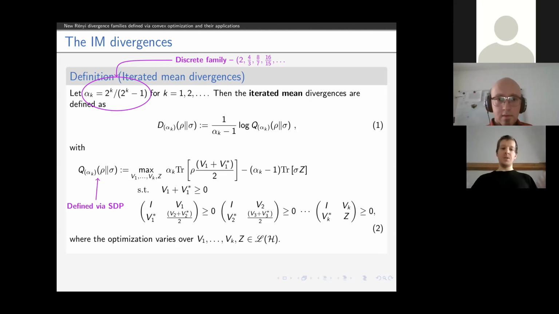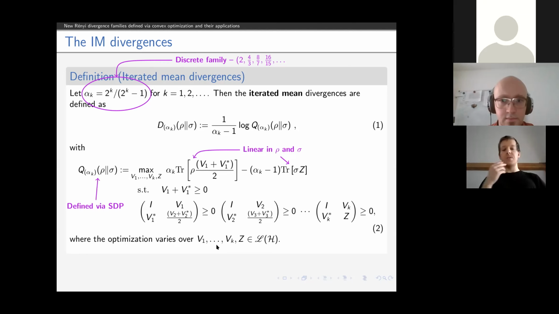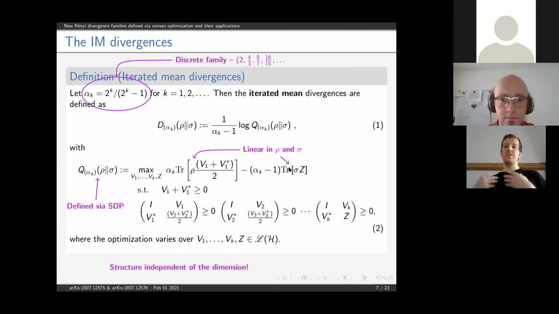Secondly, sort of the novelty of these 2 works that I'm presenting here is that the divergences are not defined explicitly via some formula of rho and sigma, but instead they're actually defined as solutions to some optimization problem. And in particular here, this optimization is going to be a semi-definite program. And for the device independent applications, there are really 2 features of this optimization problem that are important. So first of all, the objective function is linear in rho and sigma. And secondly, the structure of the optimization is independent of the dimension of rho and sigma. So as we change the dimension of the states or the operators, the structure of the problem, the constraints that appear don't change. And this is very useful because when we do our device independent optimization, we want to optimize over all possible dimensions, and we don't want the structure of the problem to change as we do this.